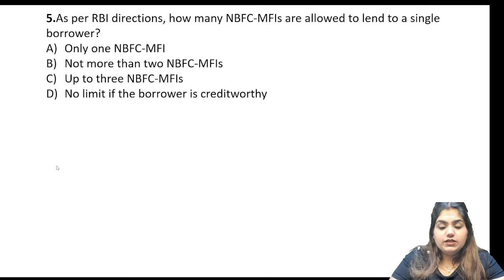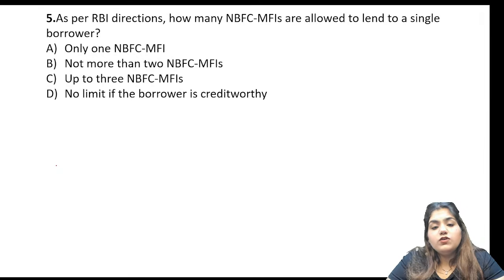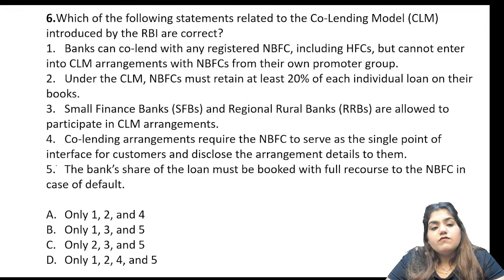No, Sushil, D is the correct answer. Next question. Question number 5. B is the correct answer. Not more than 2 NBFC-MFIs. Next. Which of the following statements relate to the co-lending model?